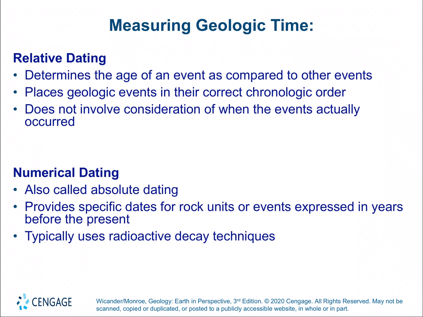And then we also have numerical dating, and that's called absolute dating. In this type of dating, we're looking for a specific number. We want to look at the dates of the rock units or events, and we're going to express them in years before the present. In this type of dating, we use radioactive decay techniques.